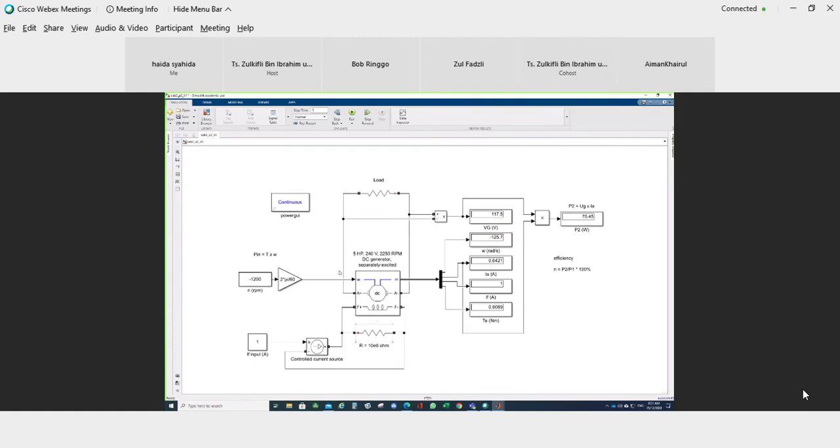So basically benda ni adalah sama macam dekat lab kita. Saya cuma translate itu, digitizekan dia dan machine semua. Cuma yang ni kita akan pakai servo motor as a prime mover to rotate the machine, and then kita akan measure all this and then buat graph tu. Tengok tu punya response dia lah.